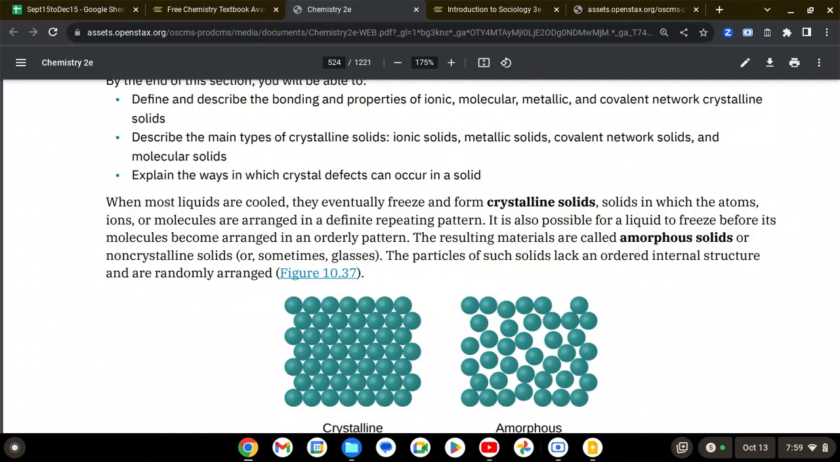When most liquids are cooled, they eventually freeze and form crystalline solids, solids in which the atoms, ions, or molecules are arranged in a definite repeating pattern. It is also possible for a liquid to freeze before its molecules become arranged in an orderly pattern. The resulting materials are called amorphous solids, or non-crystalline solids. The particles of such solids lack an ordered internal structure and are randomly arranged.